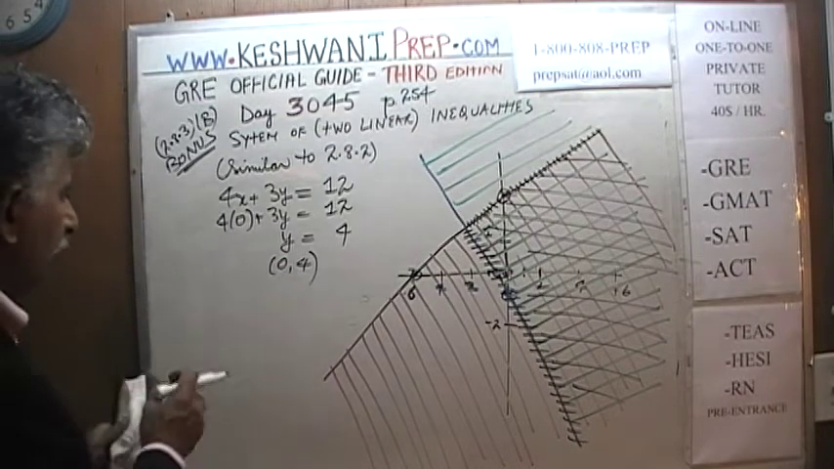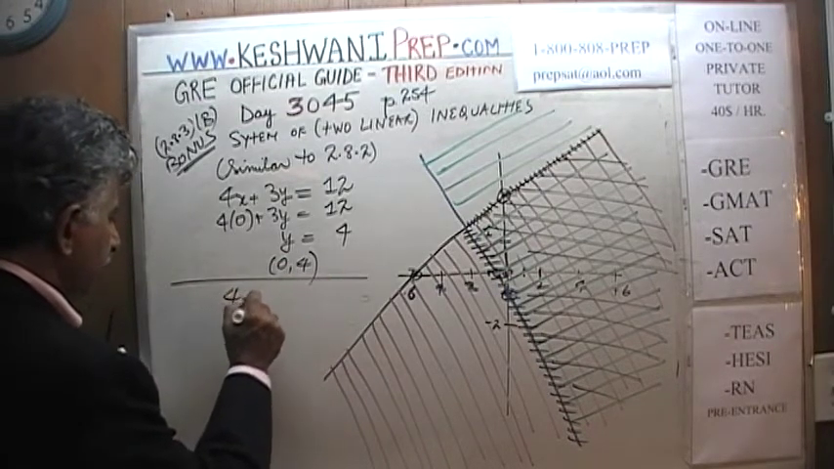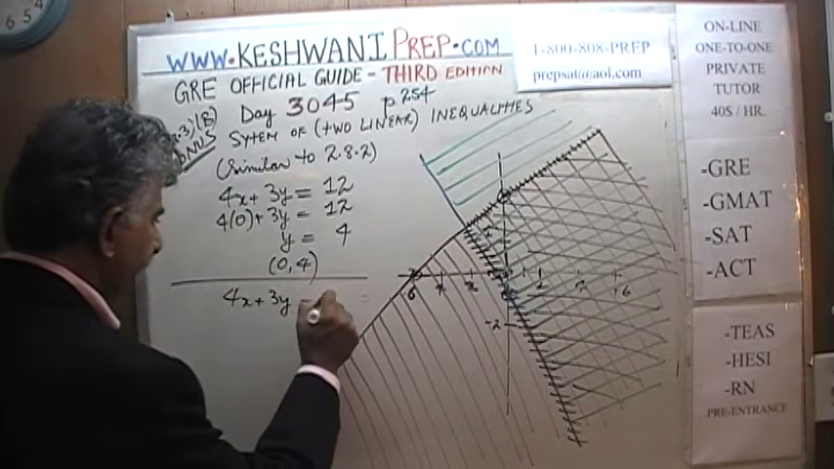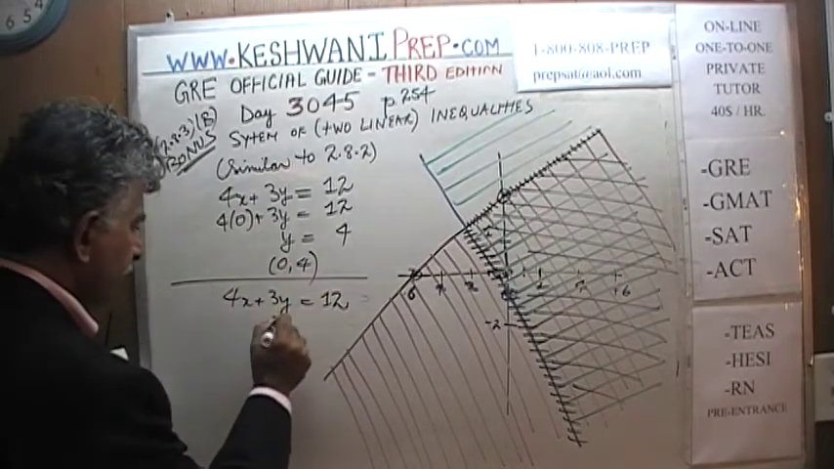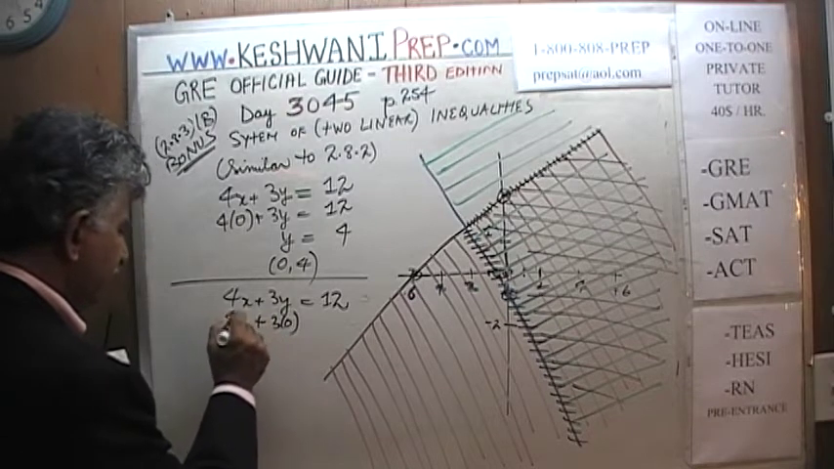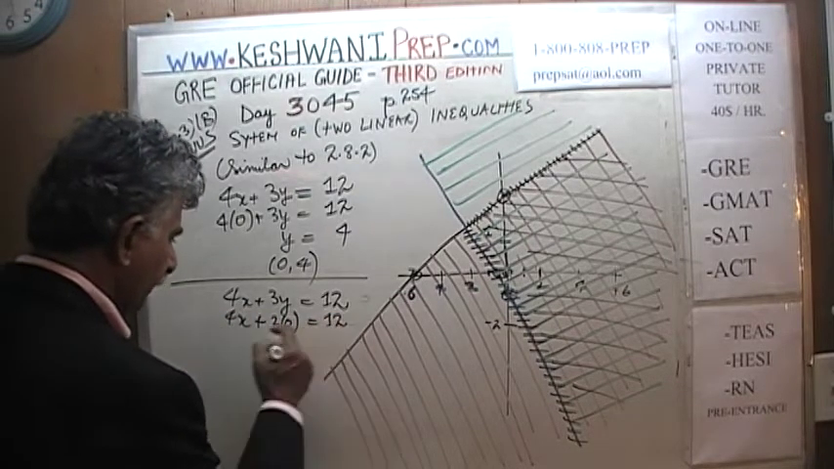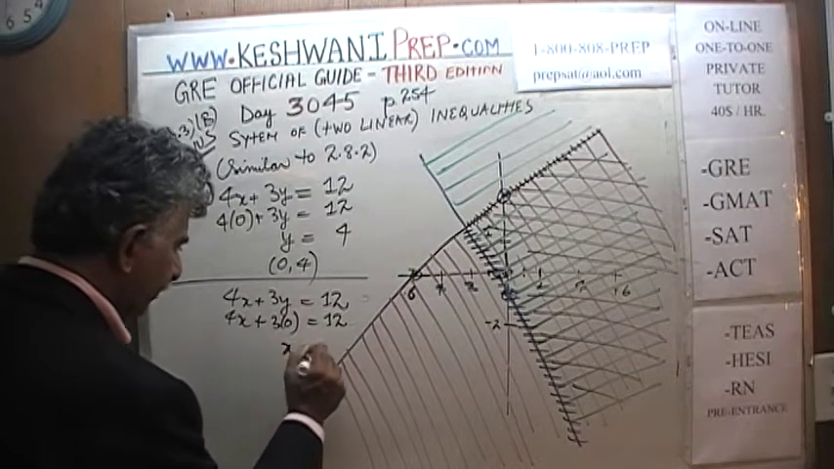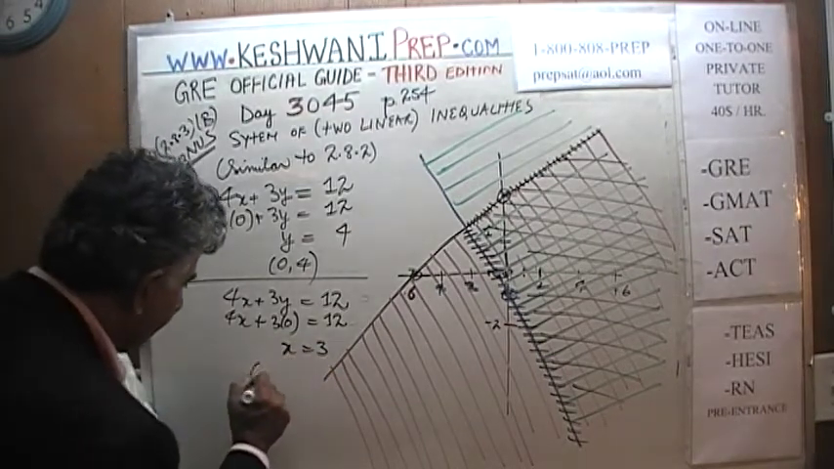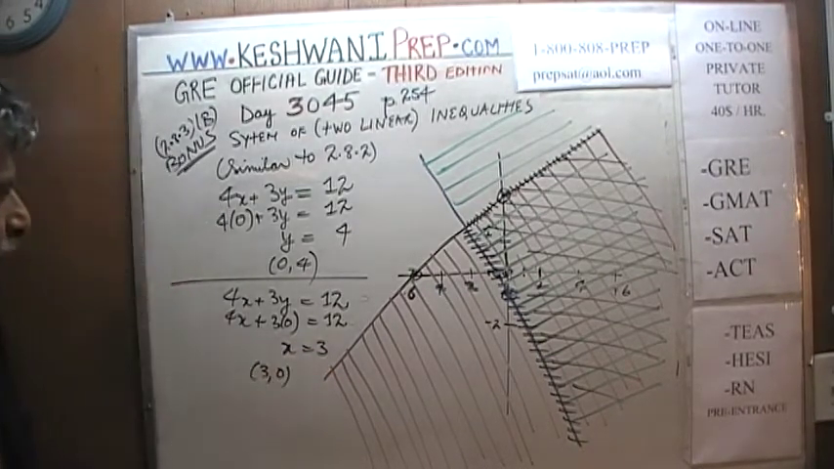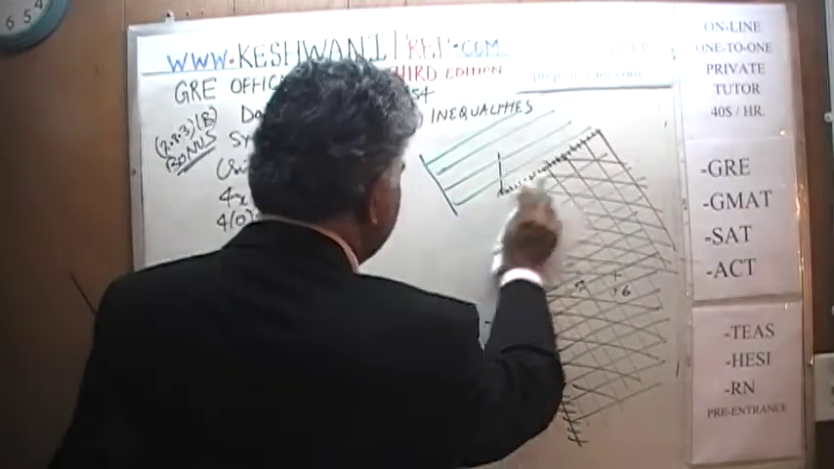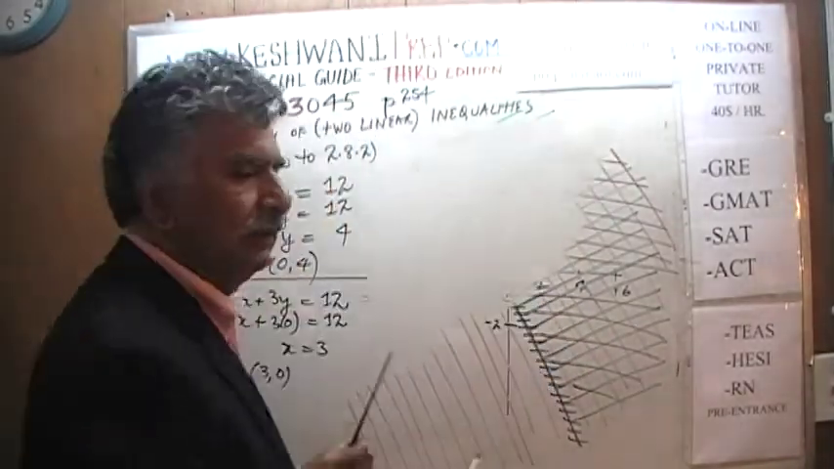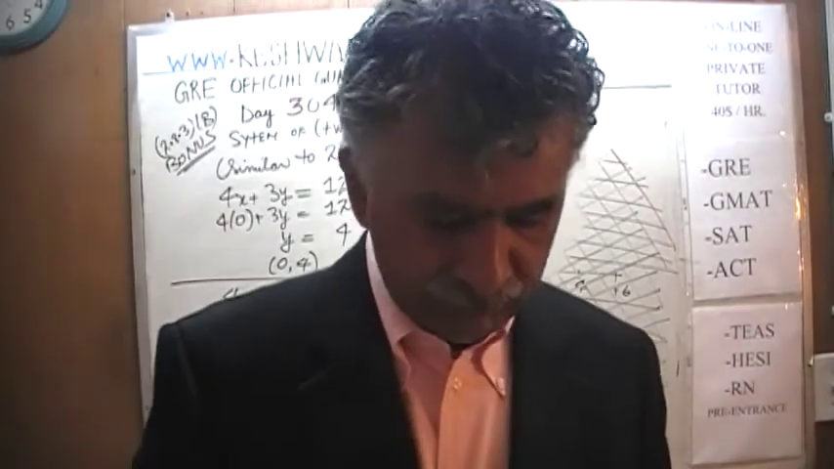(0, 4). Let's solve the other one. This time we're going to make y equal to 0, in which case 4x has to be equal to 12, divide both sides by 4, and x has to be equal to 3, which means the line must also go through (3, 0). There you go, we have the 2 points, we can plot the line, we can start the process. The process is the same as before, nothing is different. Same methodology, same logic, same rationale, same rules, nothing changes.